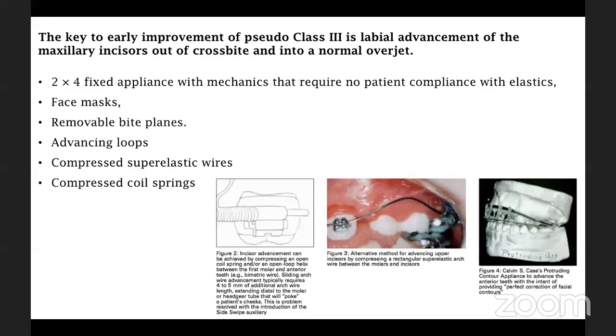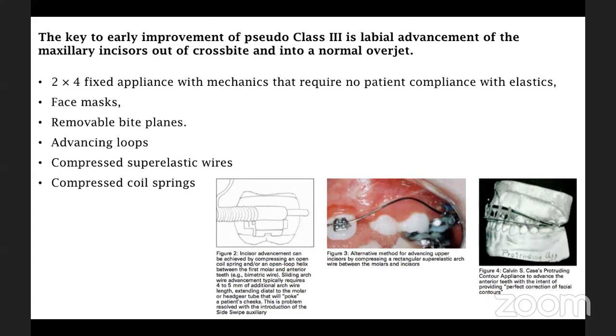Also, advancing loops. Now, I don't know how many of you use advancing loops. I use a lot of advancing loops in my practice. How I usually fabricate them is using an 016 stainless steel, and I place a stop loop, a little bit of a stop loop or a cherry loop or an omega loop, but I fabricate the omega loop starting from the buccal tube. So it's not before the buccal tube, it's on the buccal tube.